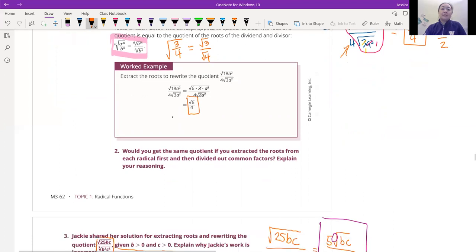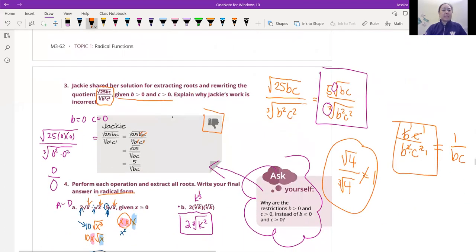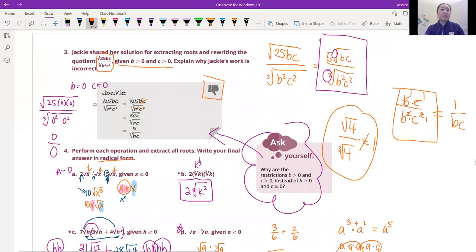All right, so going on to the next one, we're going to take a look at Jackie. So Jackie made a mistake, right? And if you look here, what did Jackie do? It looked like Jackie was canceling out the b's, right? Because they're both under the root, right? They both are under the radical. And so then you'd have no more b and c on the top. And then you just have one b and one c left. And then so your answer, and we know the square root of 25 is 5.